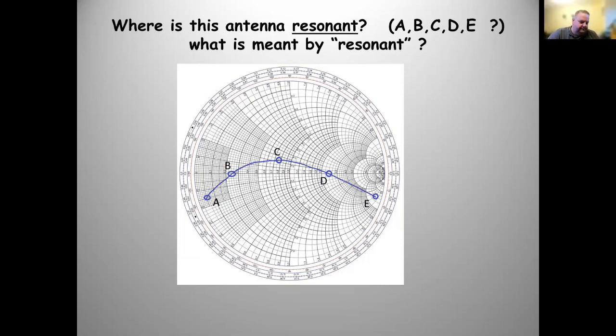So the antenna is resonant, as I'm measuring it here, this might be in my shack. And this is a fake antenna anyway. So at B and D, there's no reactance. It's pure resistance. Now, be careful, because I think some of you were thinking of a different question. The answer to this is B and D.